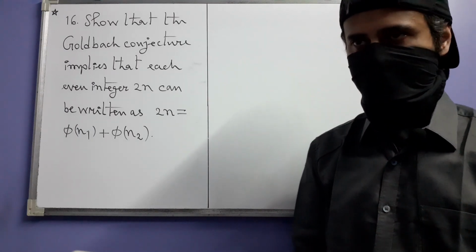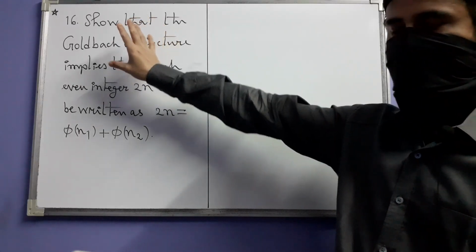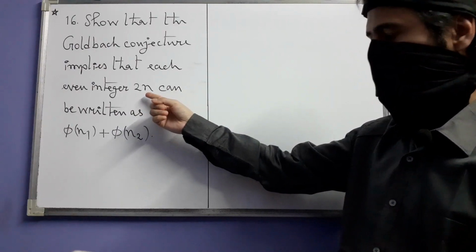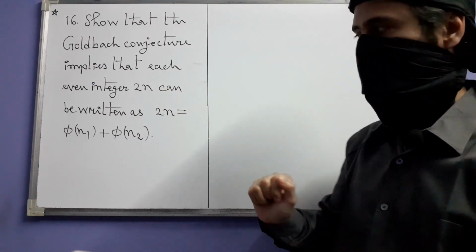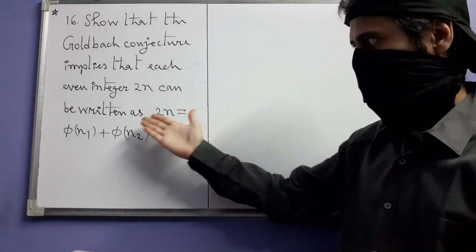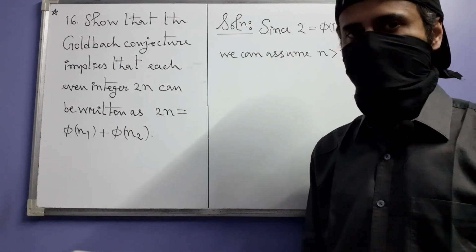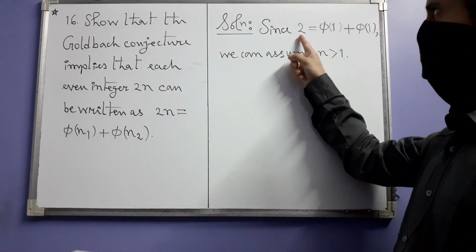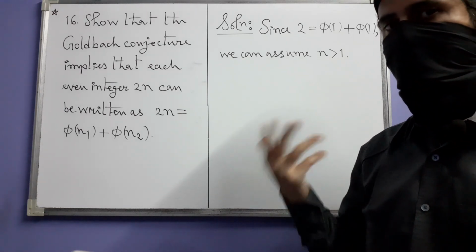Next we have number 16, where we have to show that the Goldbach conjecture, we will recall what this is, implies the following: for any even integer 2n, in this context it means even positive integer, there exist positive integers n1 and n2 such that 2n equals the sum of their phi values. The case where n is 1 is very easy, because in that case 2n is just 2 and 2 is phi of 1 plus phi of 1. So we can assume that n is greater than 1.